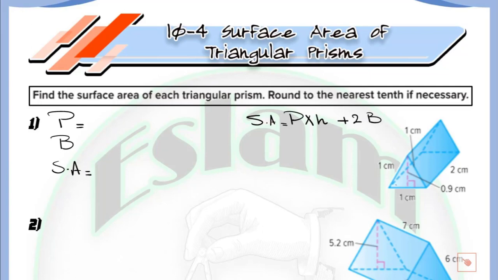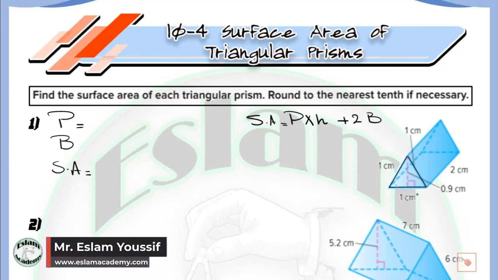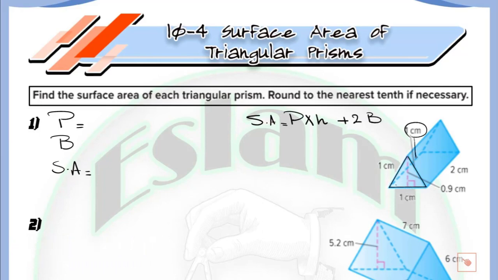So we'll find the perimeter of the base. As we can see, we have here a triangle. So identify the triangle and identify the sides. The first side here equals 1, the second equals 1, and the third one also equals 1. So the perimeter will be equal to 1 multiplied by 3, or 1 plus 1 plus 1, which is equal to 3. We measure the perimeter by using the length unit, which is centimeter.